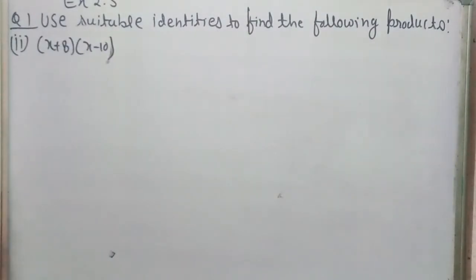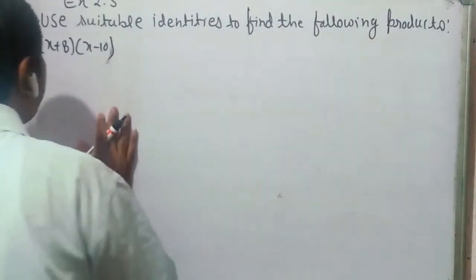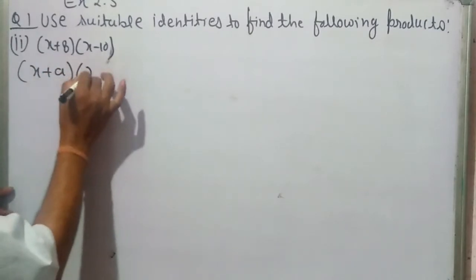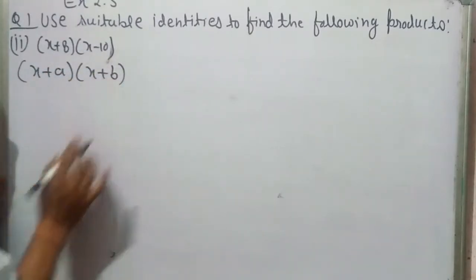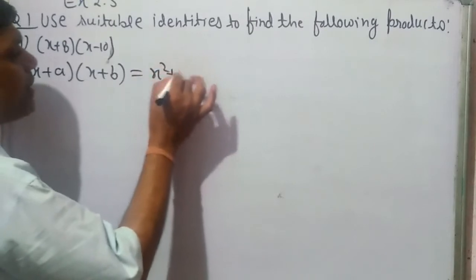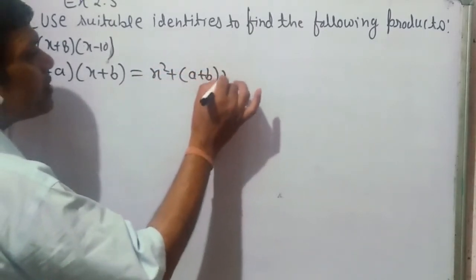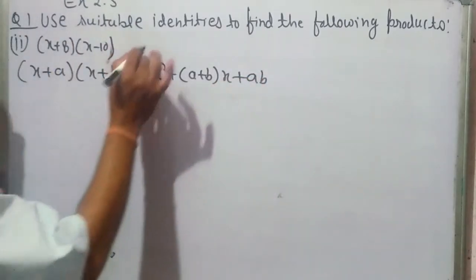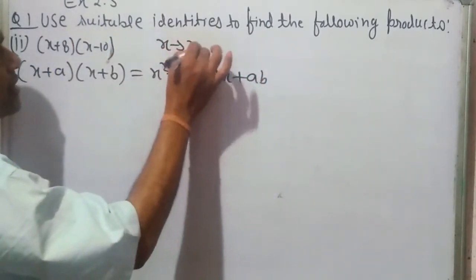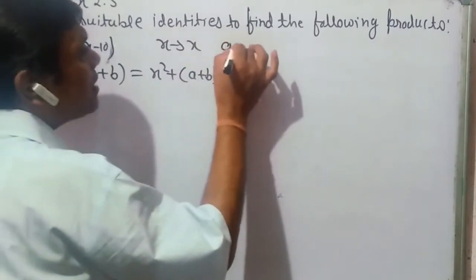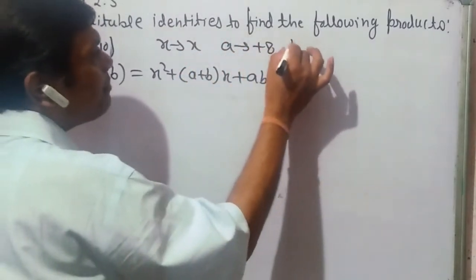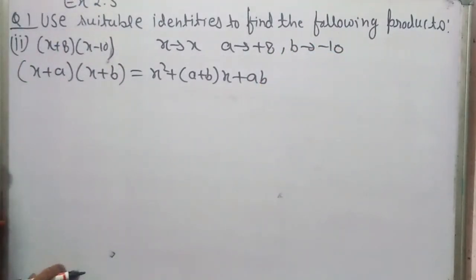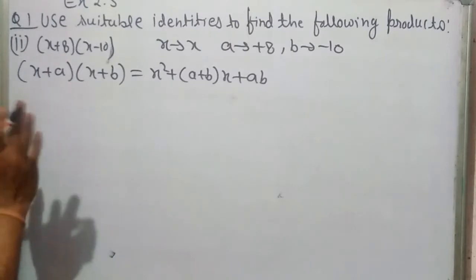The second part of this question is (x + 8) multiplied (x − 10). As we can see, the same identity can be applied over here, that is (x + a) multiplied (x + b) is x² + (a + b)x + ab. The only thing that we observe over here is x is x. In place of a there is positive 8, but in place of b there is negative 10. That is what the values we have to put.